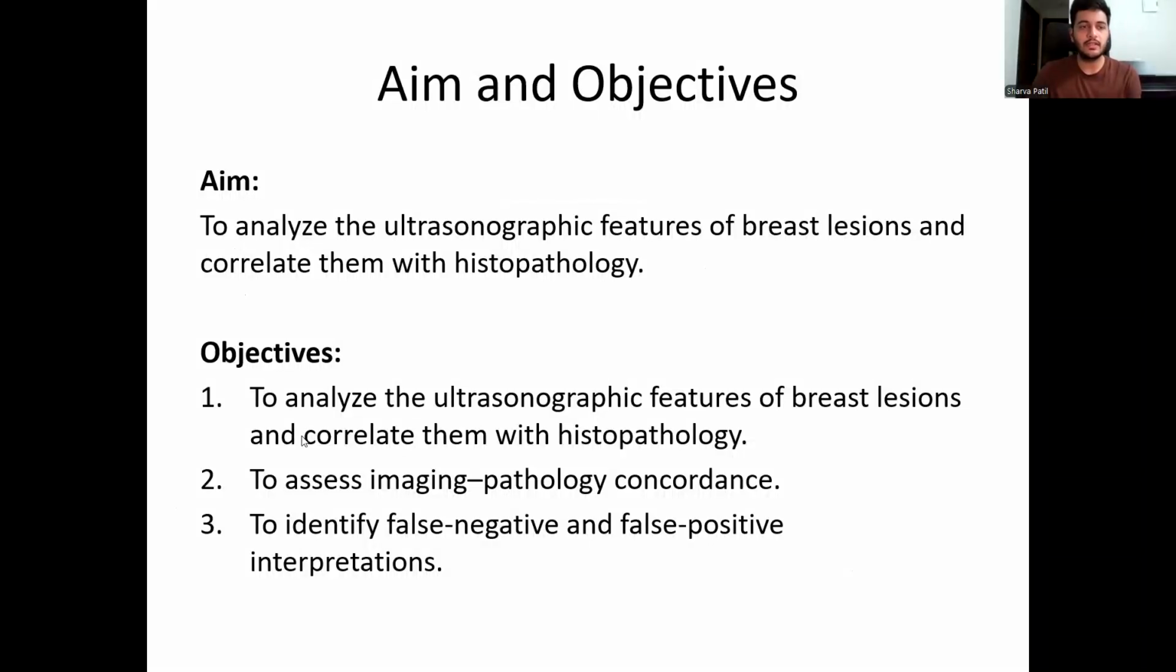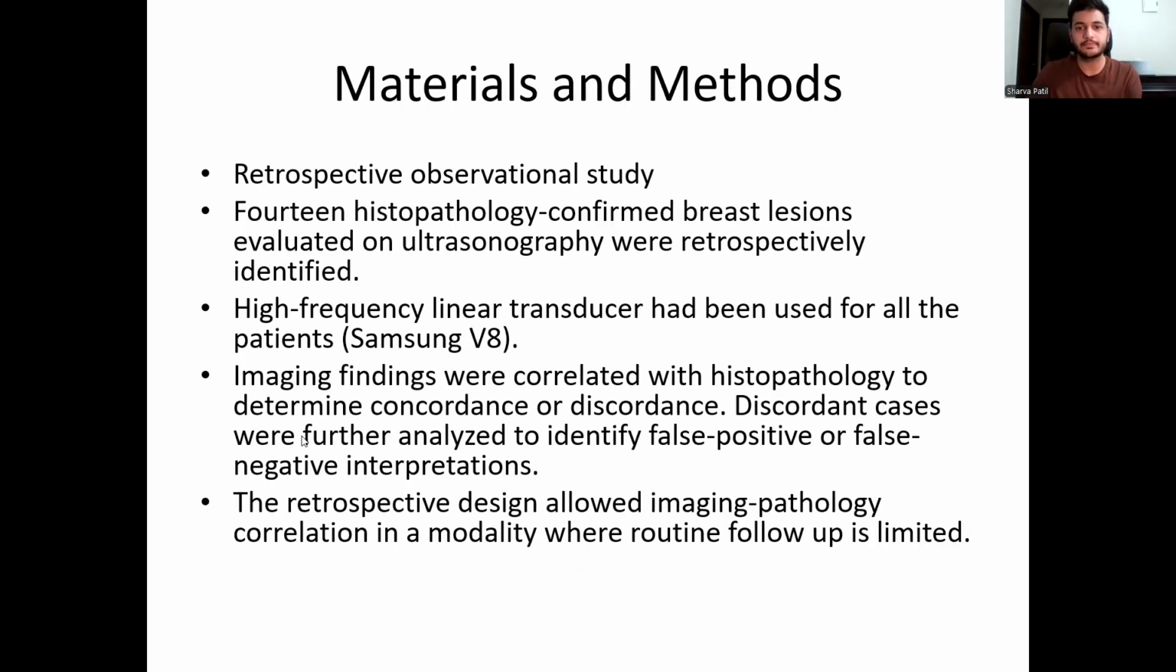The aim of this study is to analyze the ultrasonographic features of breast lesions and correlate them with histopathology. The other objectives include to assess imaging pathology concordance and to identify false negative and false positive interpretations.